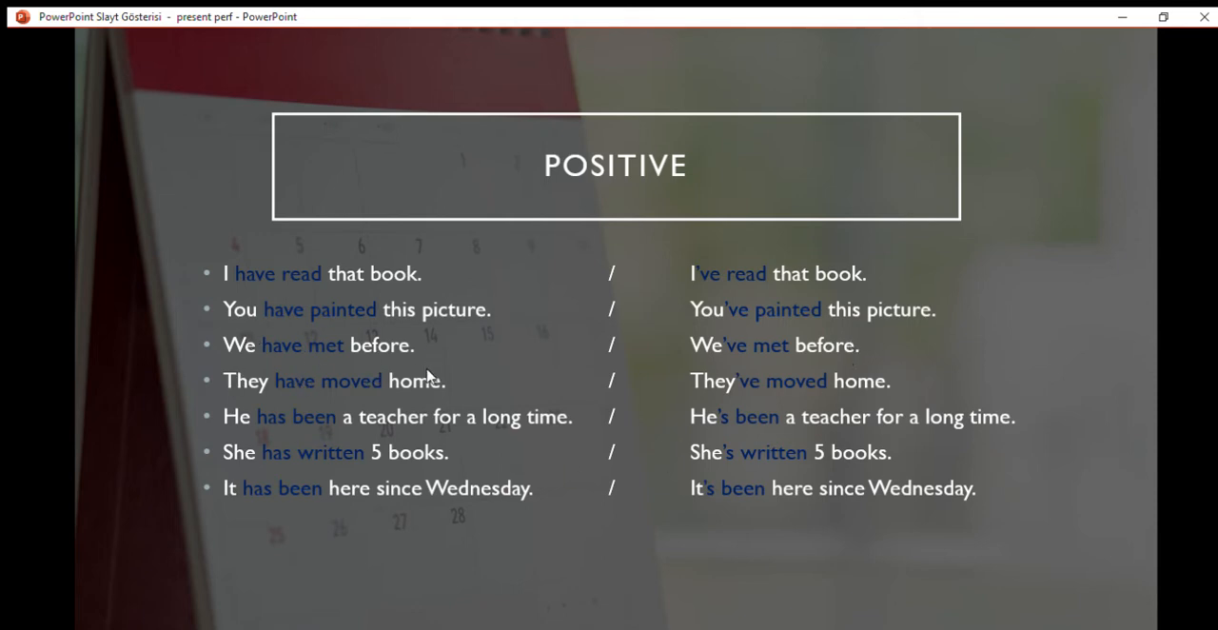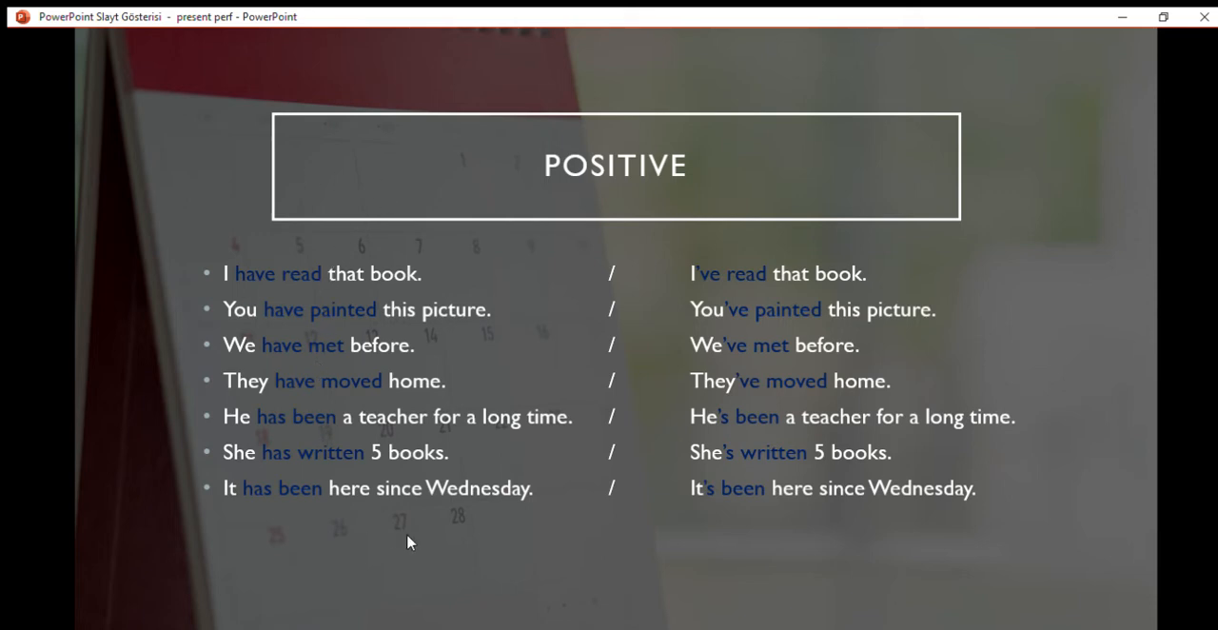They have moved home. They've moved home. He has been a teacher for a long time. He's been a teacher for a long time. She has written 5 books. She's written 5 books. It has been here since Wednesday. It's been here since Wednesday.